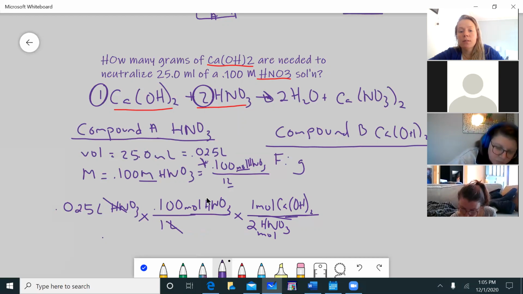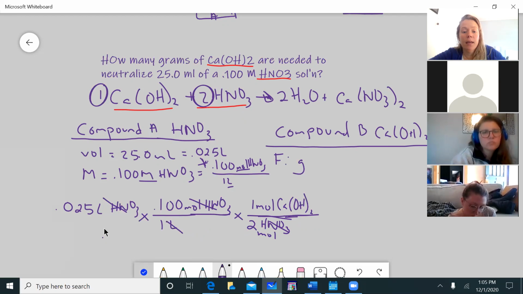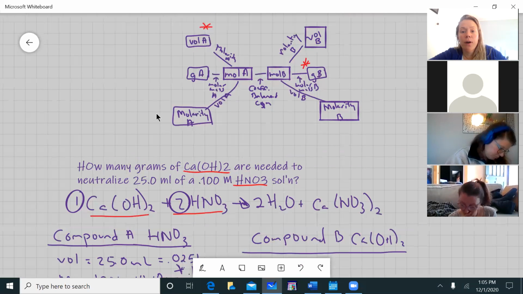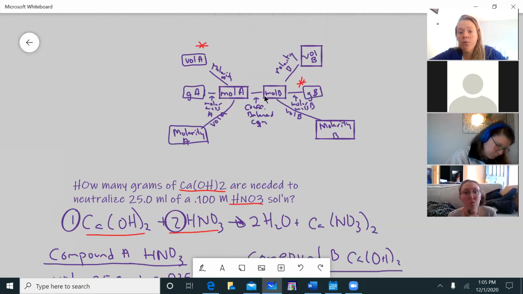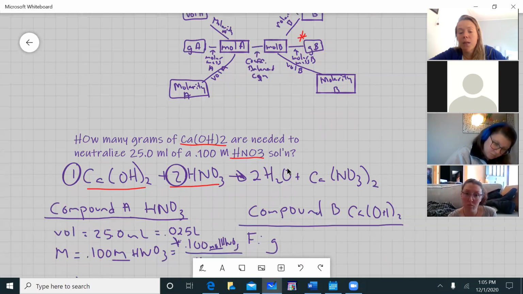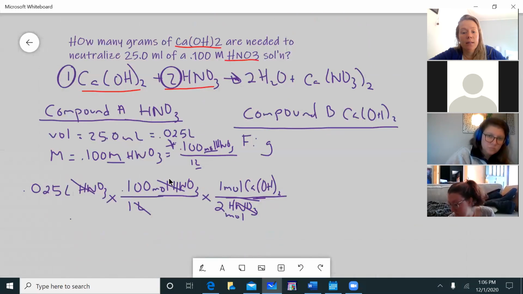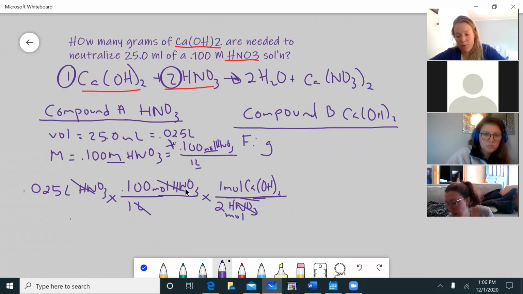What happens to my moles of compound A, or my HNO3? Those will disappear. And now we have moles of my compound B. So we're getting closer to grams, right? The last step, if you need the reminder, to go from moles of B to grams of B, we use the molar mass of B. So we need the molar mass of calcium hydroxide, which I don't have off the top of my head, but I've got somewhere 74.1.